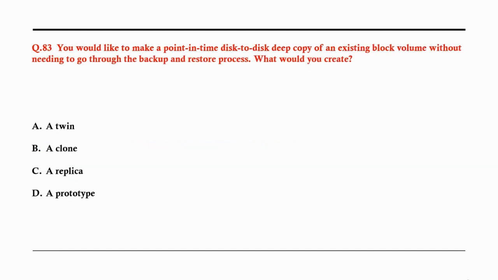Question 83. You would like to make a point in time or disk to disk deep copy of an existing block volume without needing to go through a backup and restore process. What would you create? The correct answer is B, a clone.